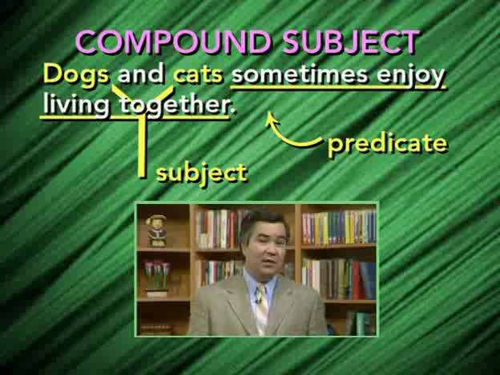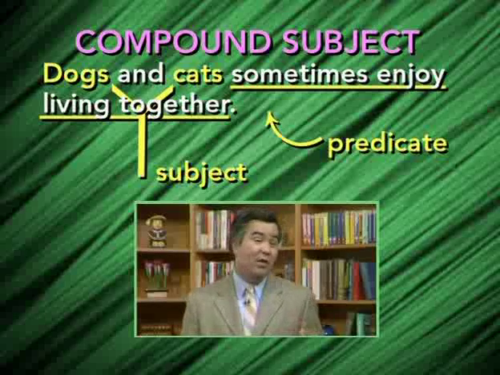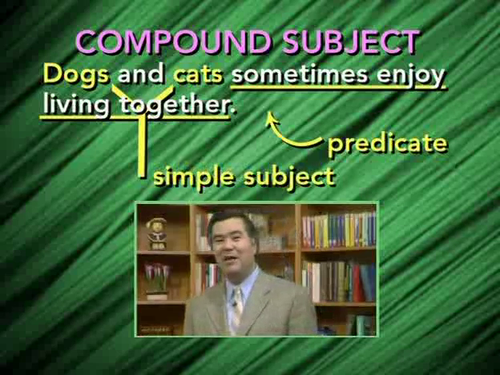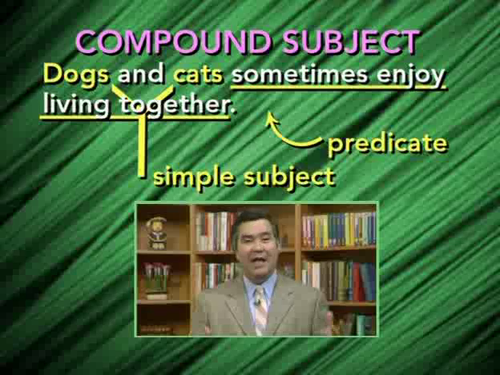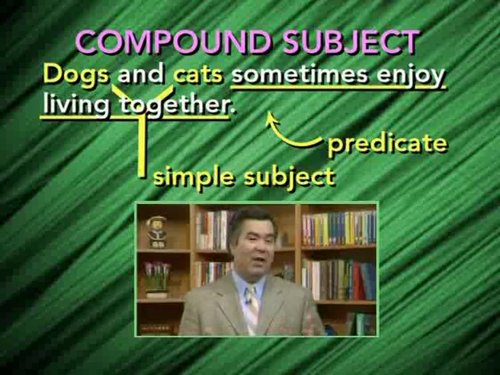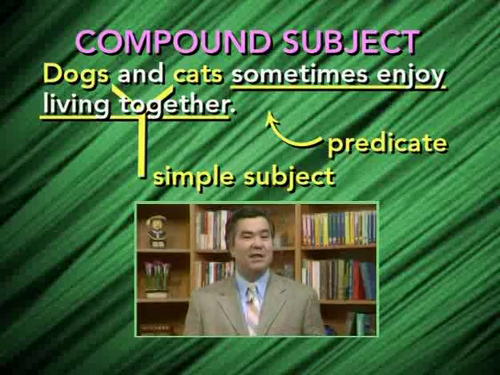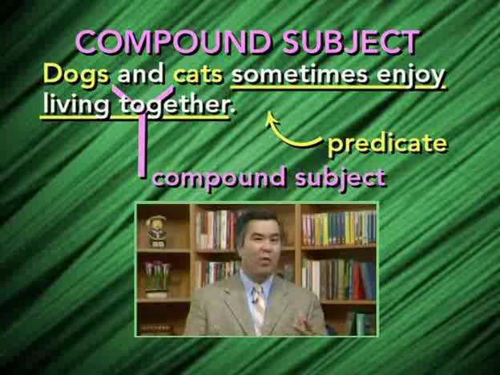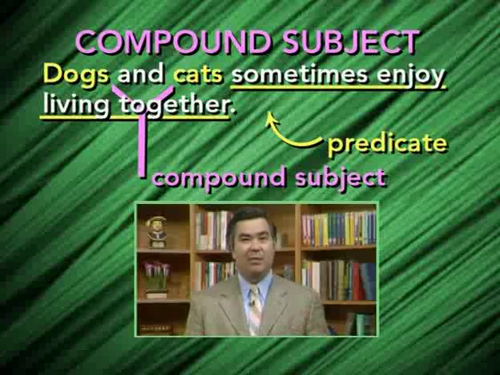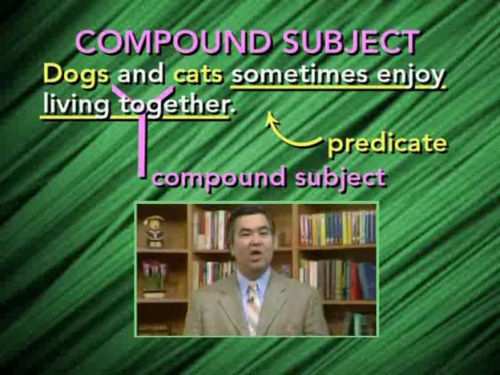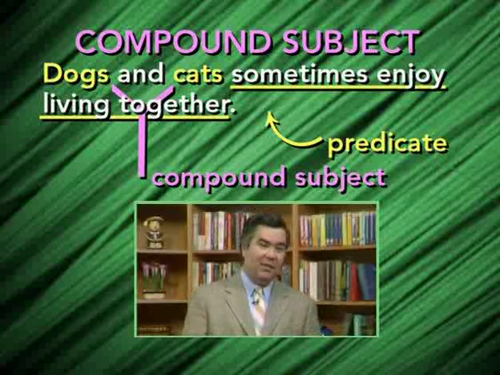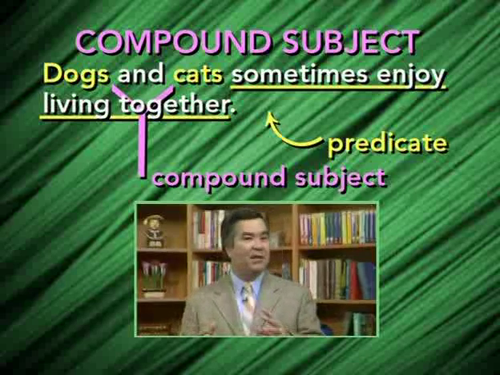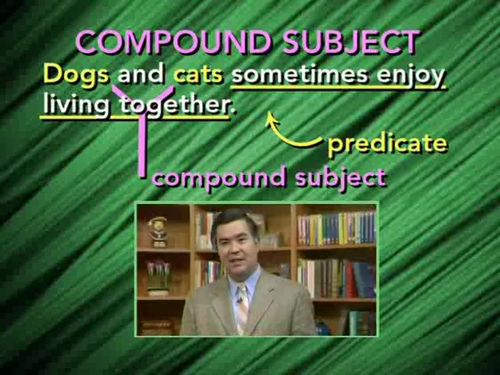Is it dogs? Is it cats? Well, really, it's both. The sentence isn't only about dogs, and it's not only about cats. It's about both. And since we have two subjects that are joined by the word and, we would consider this a compound subject. So the entire subject is both words and the word and between them. Dogs and cats all together go to make up the subject as well as the simple subject. In this case, a compound subject exists in this sentence.